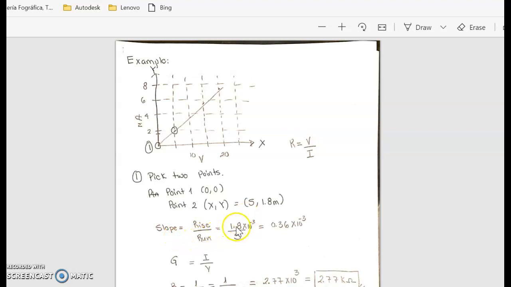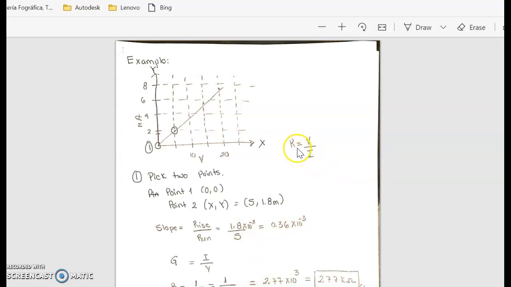I just plug in my rise, which is my Y value, 1.8 times 10 to the negative 3, divided by my run, which is my X value, which is 5, and I get 0.36 times 10 to the negative 3. I'm just using my laws of exponents here, okay? But let's look at this.